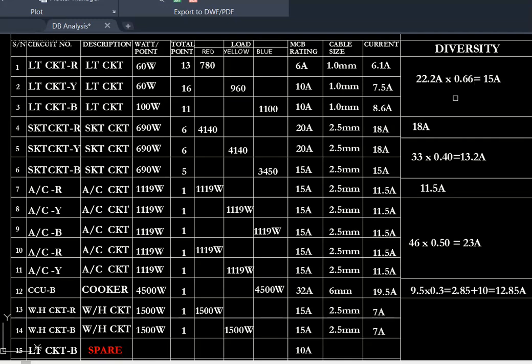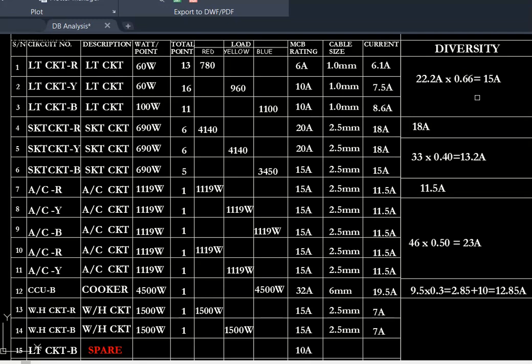0.66 is the diversity, the 66%. So whatever I'm getting after this calculation is 15%. Look at it, it's 15%. It's 15 amps rather. Okay, now let me make it more elementary.